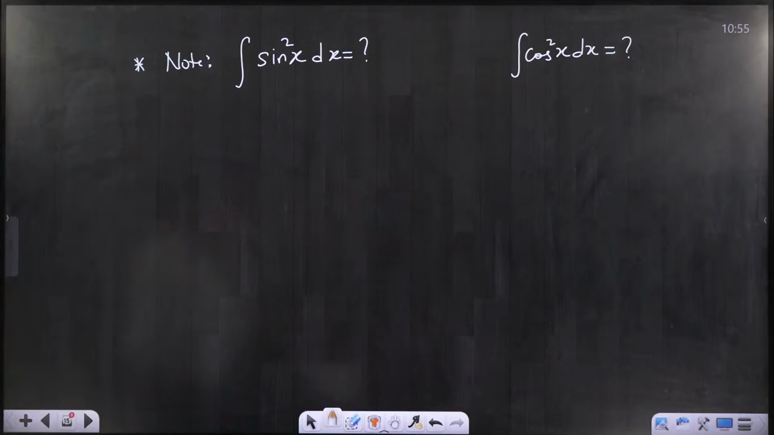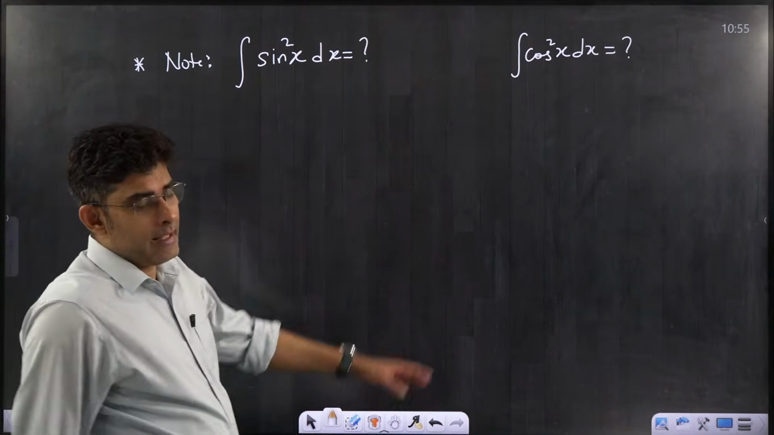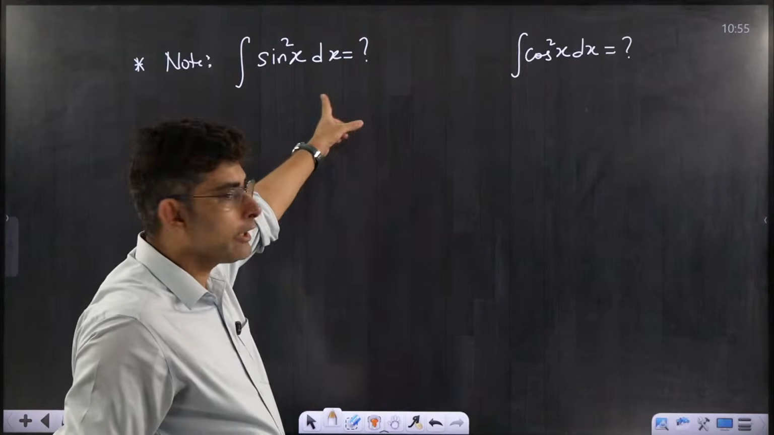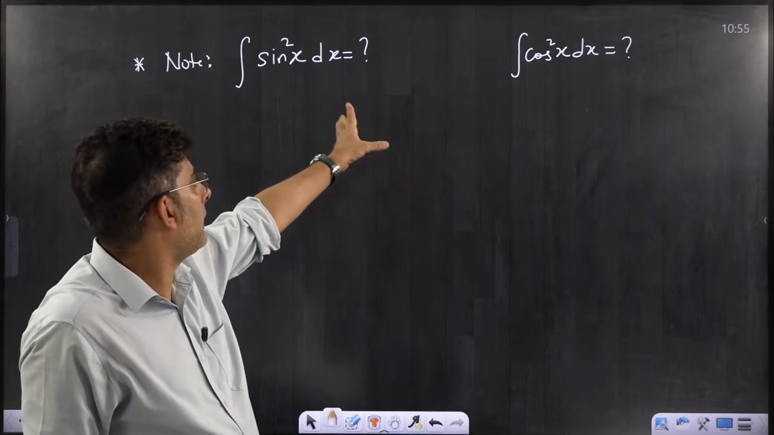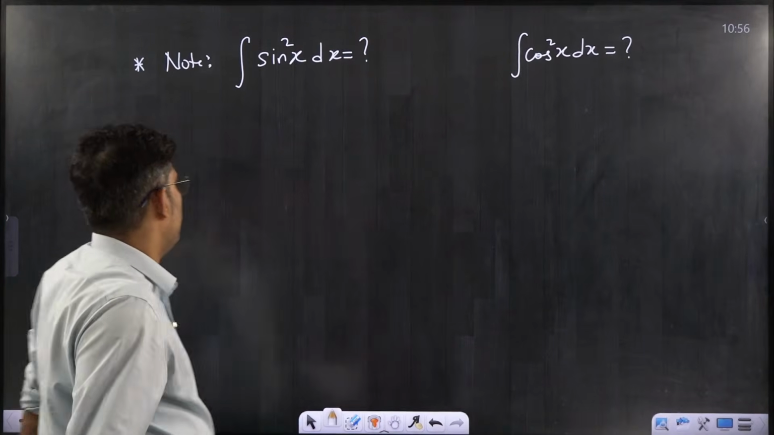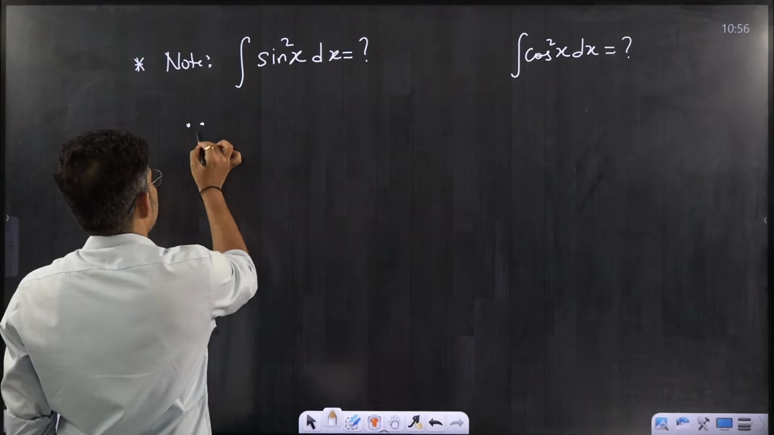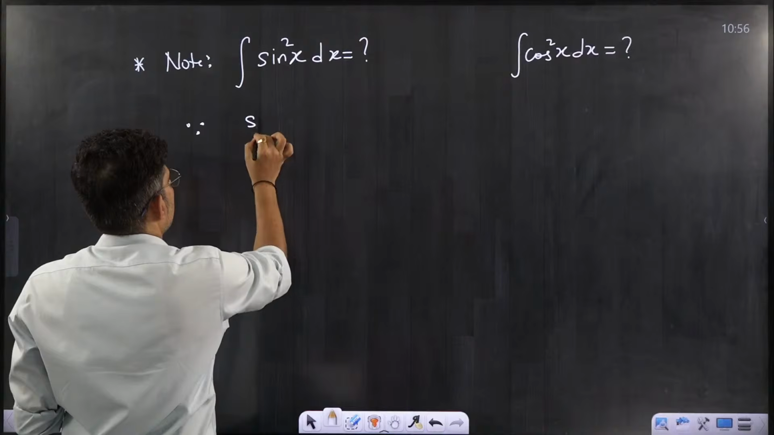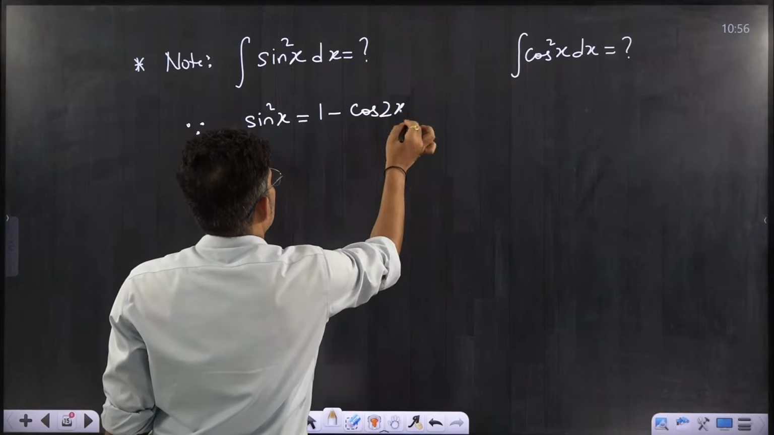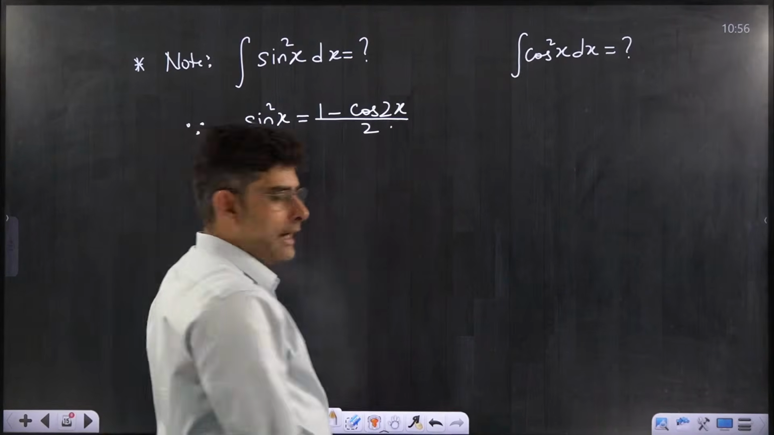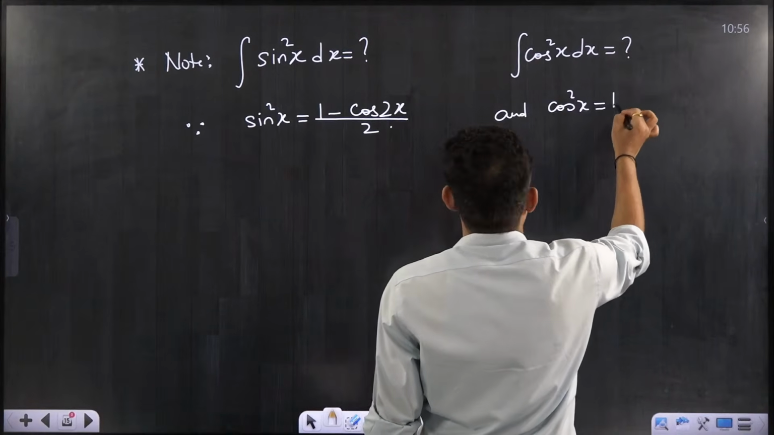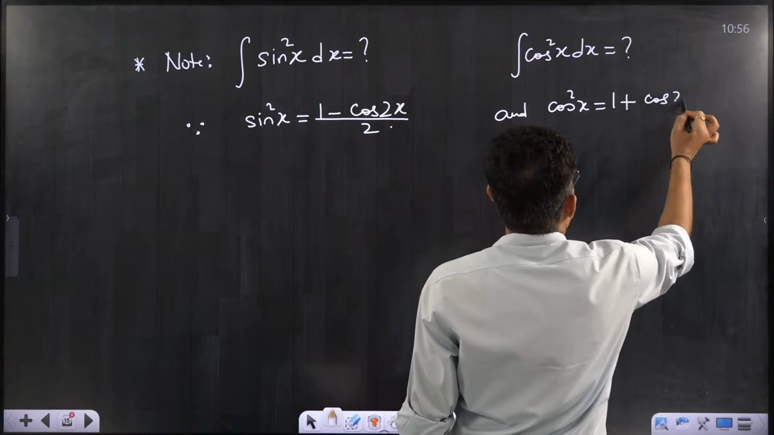So sine square x dx and cos square x dx, and everything will be done within what we have already seen. Now if you remember, when we did trigonometry classes, in such a case, sine square and cos square, I said an important substitution: sine square x can be written as 1 minus cos 2x by 2. And if you remember, I said cos square x is equal to 1 plus cos 2x by 2. Remember this?